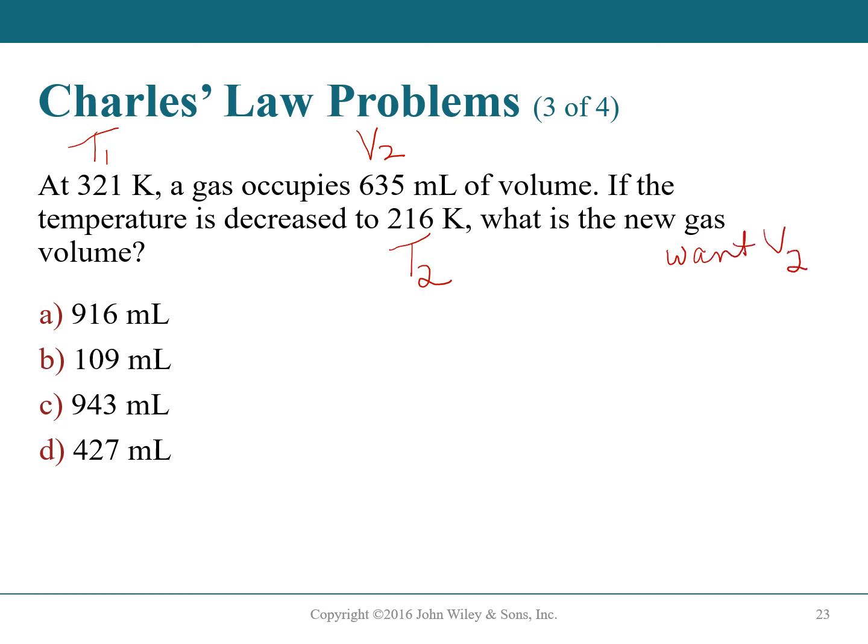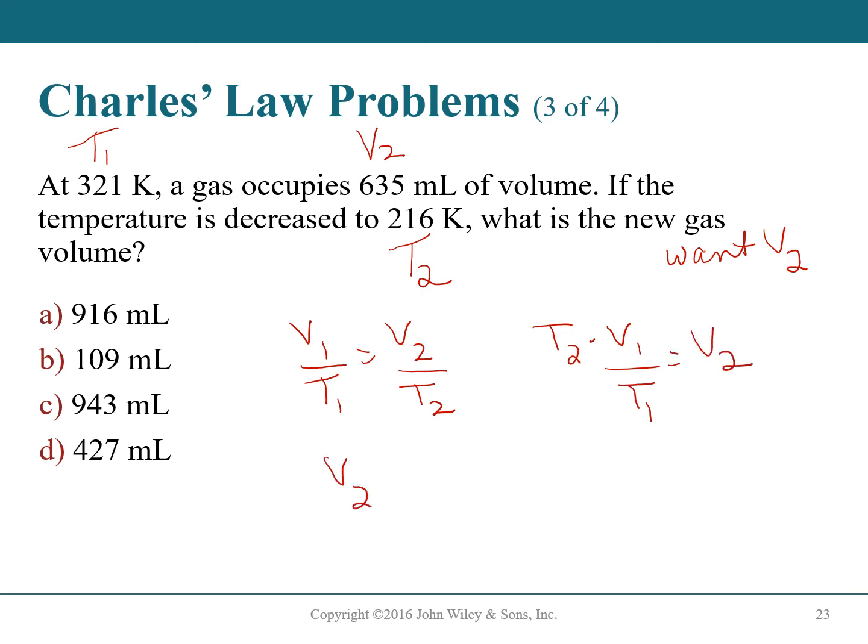V2, okay? And in this case, we don't even have to convert any of our temperatures to Kelvin. They're given in Kelvin. So if we write down Charles's law, and we're looking for V2, we'll multiply both sides by T2, and then we'll just go ahead and plug in our numbers.